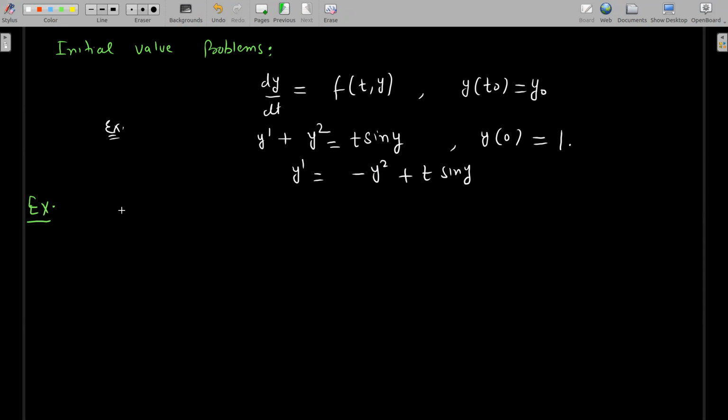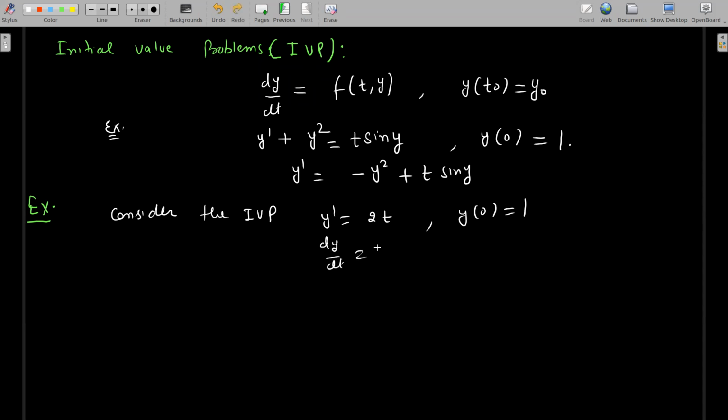So firstly, I am taking this example. I'm taking linear problem. So consider initial value problem. इसको short में मैं लिखूंगा IVP, initial value problems. So consider this IVP, y dash equals to 2t with one condition, y0 equals to 1. So you can integrate. So this is dy by dt equals to 2t. लिख सकते हो ना? On integrating, what you got? y equals to t square plus some constant c.